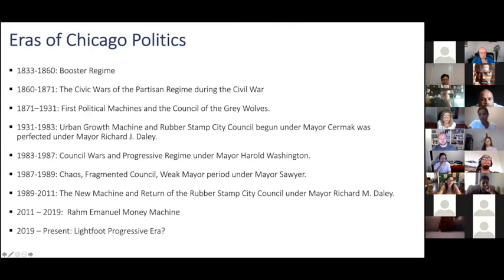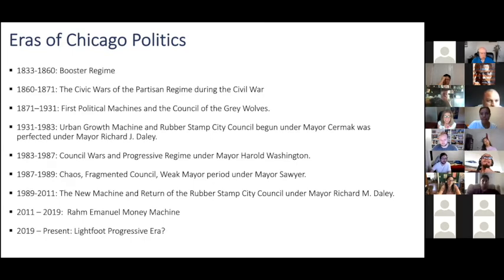And you guys read about this. I won't spend a lot of time on this, but you read about the different eras of Chicago politics. Importantly, we started to see a progressive regime developing under Mayor Harold Washington, who unfortunately died in office. Then we had some chaos. Then we start to see the new machine of Richard J. Daley, a rubber stamp council, where the council, even though it's a weak mayor, just rubber stamps, approves whatever it is the mayor wants. We start to see a return of that.